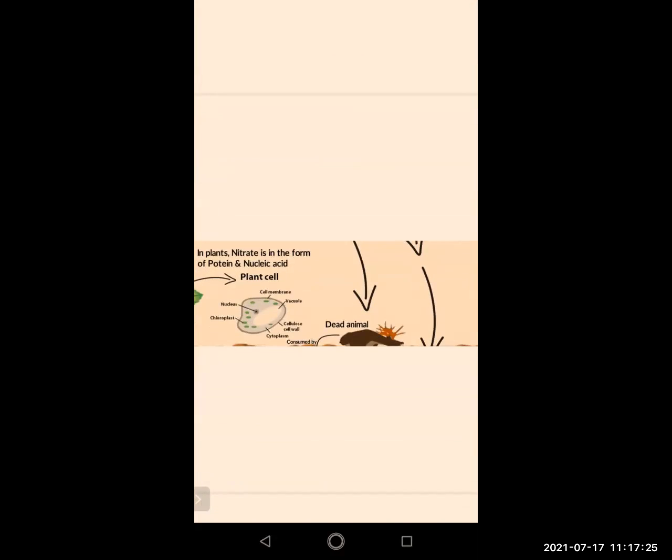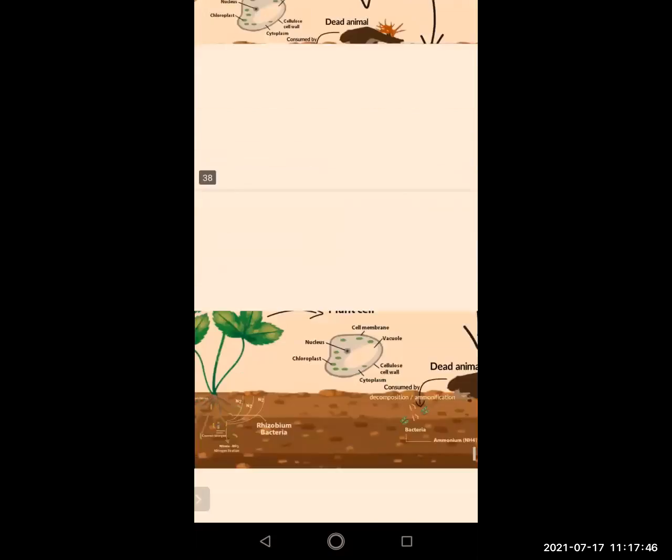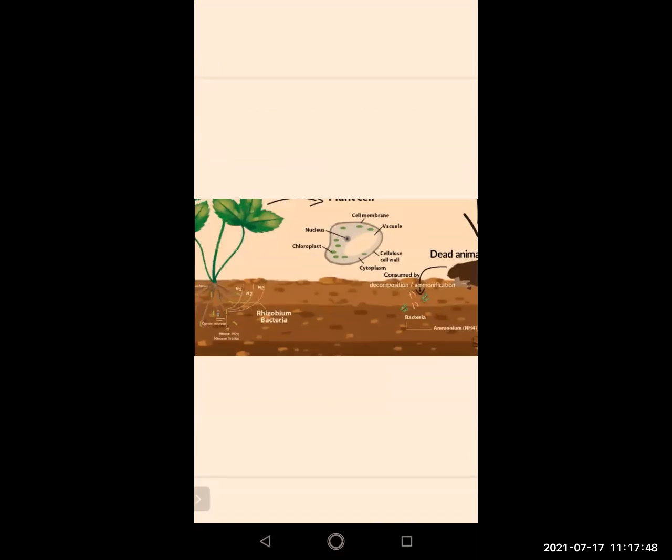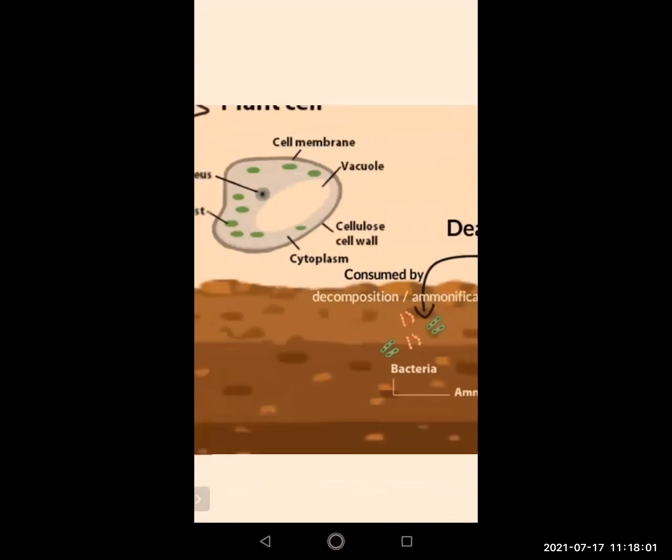You all see how this cycle works: the nitrogen goes towards the soil, then its fixation, then herbivorous animals feed on those plants, then after the death of these animals, again the bacteria decompose these dead animals. Okay. Now, all this process is a continuous process. It is not a rapid process, it's a slow process. All the decomposition and ammonification. Okay, you can see that bacteria are consumed by decomposition and ammonification.